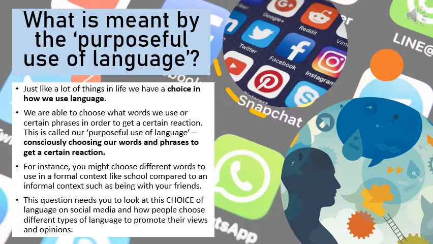For instance, you might choose different words to use in a formal context, like school, compared to an informal context, such as being with your friends. This choice of language also happens on social media, and people choose purposefully their language on social media platforms in order to get certain reactions, as well as to help to promote their views and opinions. This question, Year 9, is wanting you to look at this purposeful use of language on social media to see how people use language in order to promote their views and opinions.